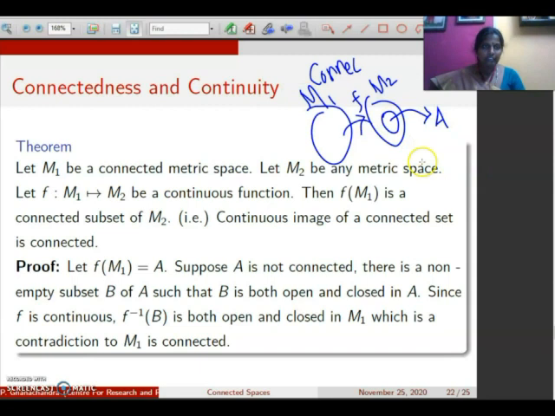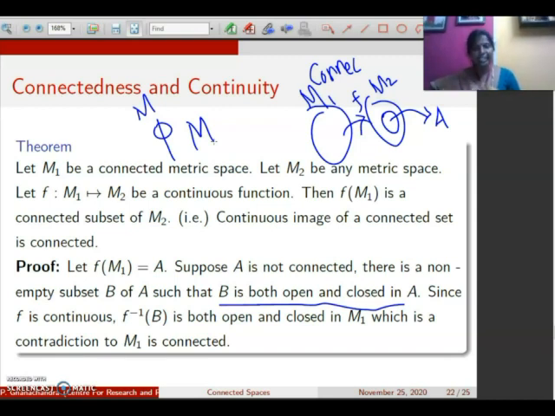We can assume that A is not connected. We have to prove that F of M1 is connected, but I take F of M1 equal to A. Suppose I have assumed that A is not connected. As per the definition of connectedness, there is a non-empty subset B of A such that B is both open and closed. We already saw in the theorem, if a metric space M is connected, the empty set and the whole set are the only sets which are both open and closed. But here A is not connected. Therefore, there exists a non-empty subset other than the empty set and other than the whole set, which is both open and closed.